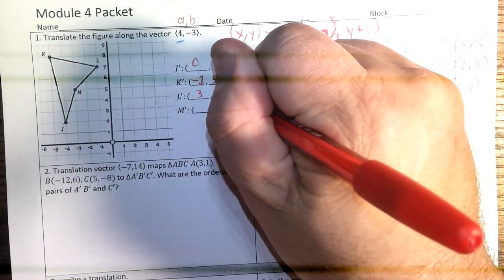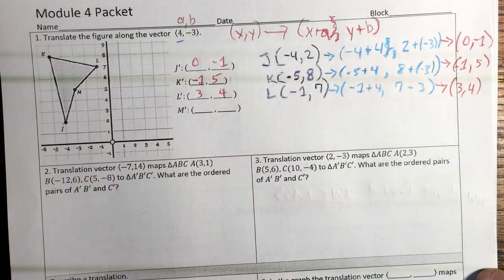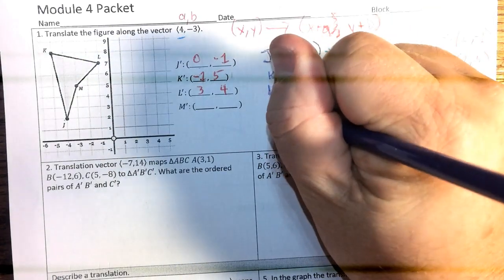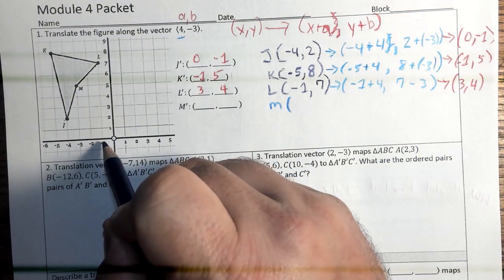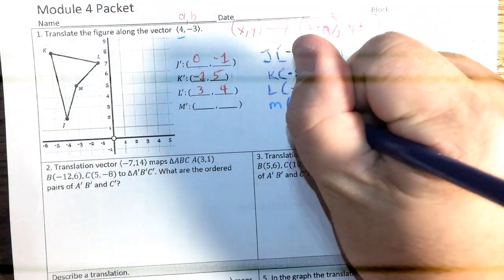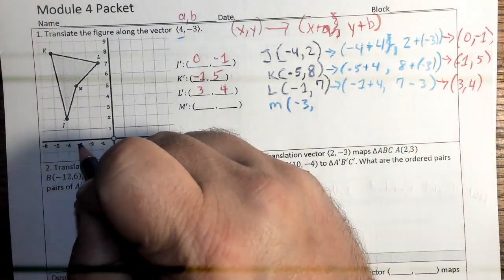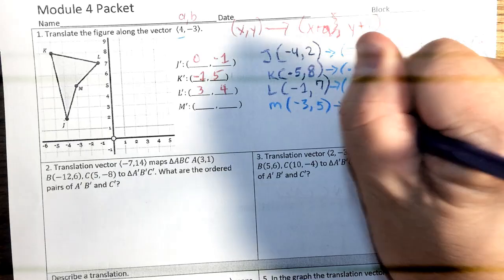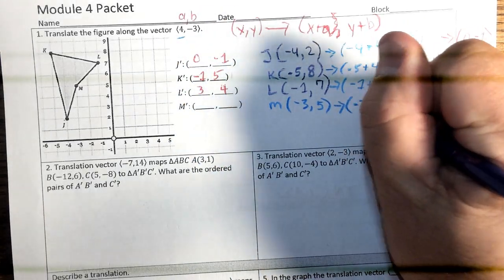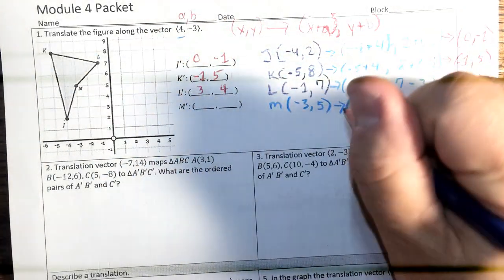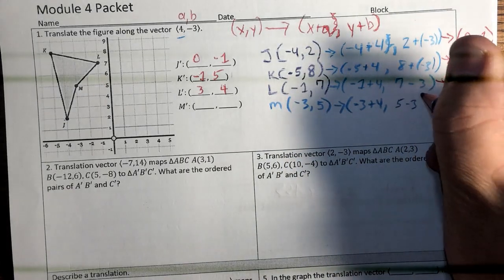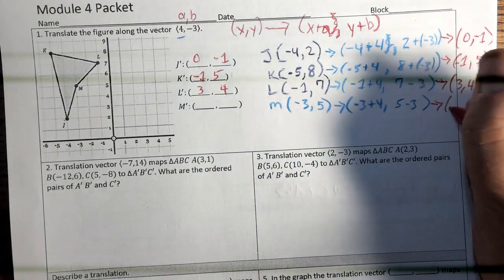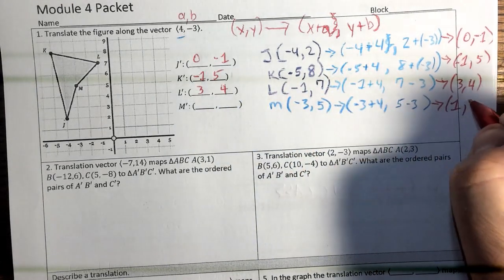This is (3, 4). Now, excuse me while I go back and do M. Okay, M. So the x is -3, and the y is 5. So negative 3 plus 4, that's the a, and then 5 minus 3, that's the b. Negative 3 plus positive 4 is 1. 5 minus 3 is 2.